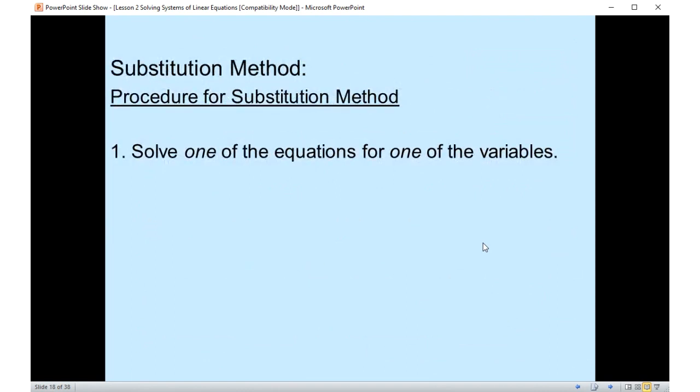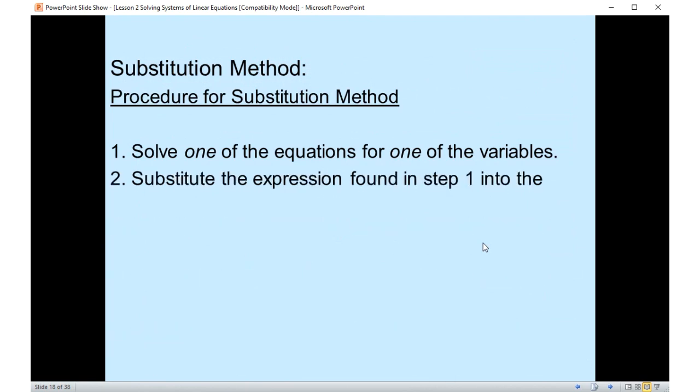Here's another method called substitution. You could solve one of the equations for one of the variables, and then whatever you get, you put into the other equation in place of that variable. So let's look at how this is done.